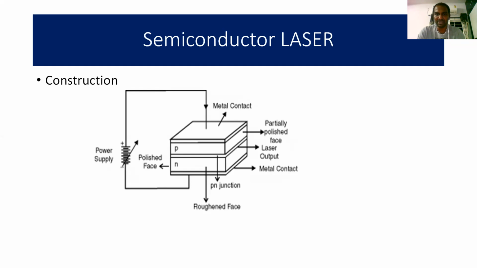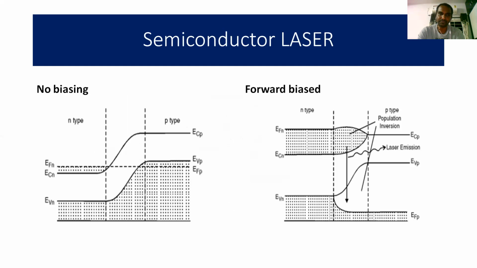And the bottom is a polished phase. That means a polished phase. The n material is completely polished and roughened phase, whereas the p-type material is partially polished. And this p-n junction diode is connected to the forward bias.